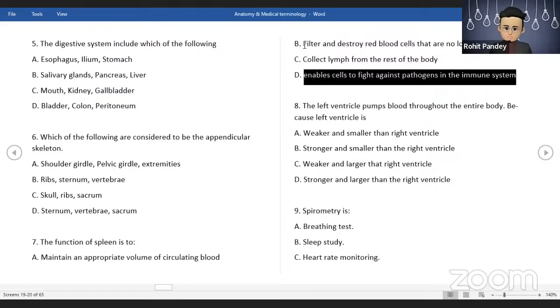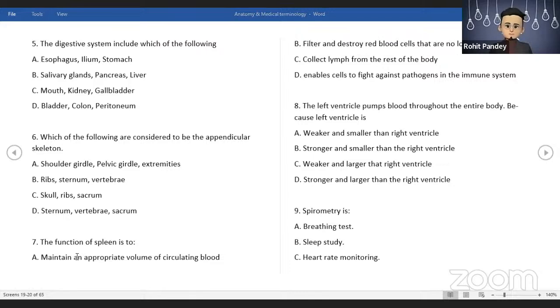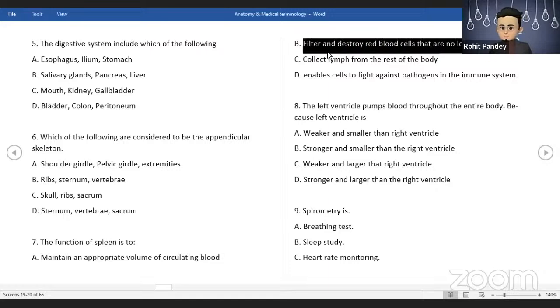Okay, so the answer is filter and destroy red blood cells that are no longer efficient. I already told you about the spleen. Once again, the spleen is a small organ near the stomach that controls the quality of the blood. And here the answer is filter and destroy red blood cells that are no longer efficient.